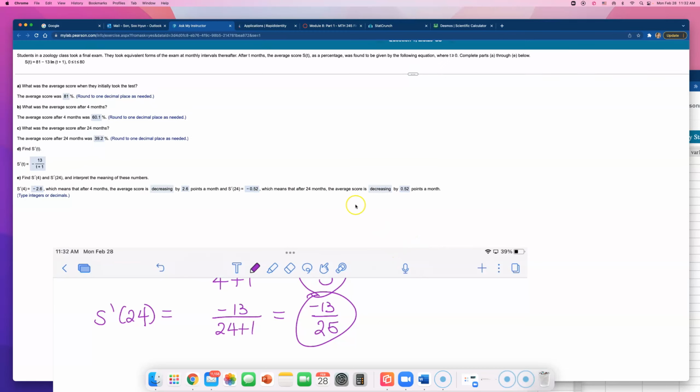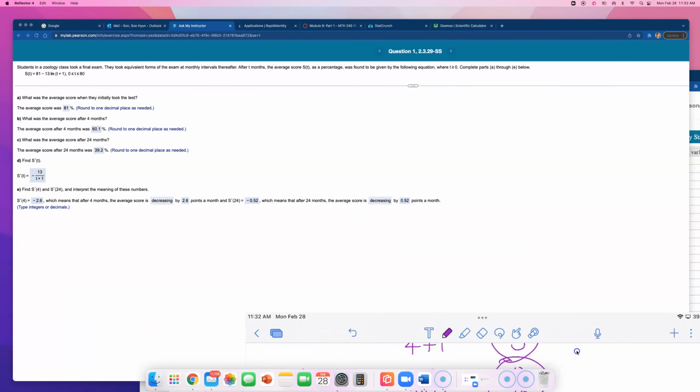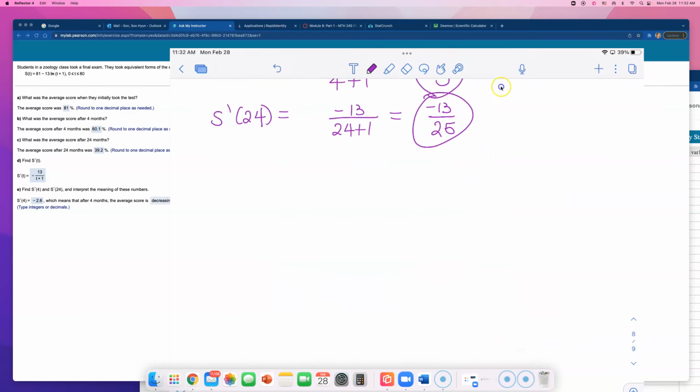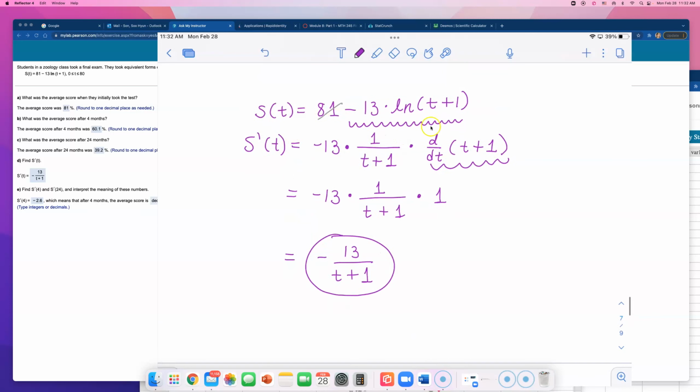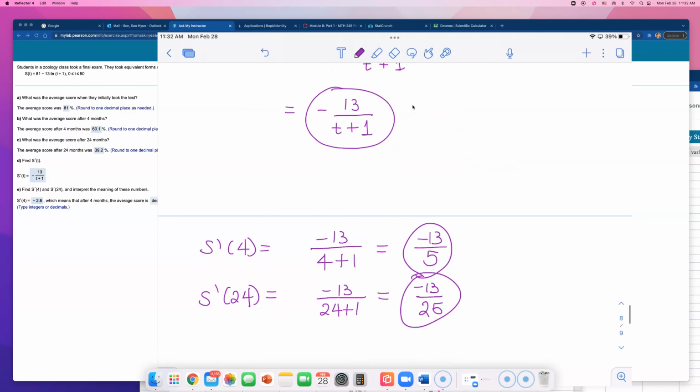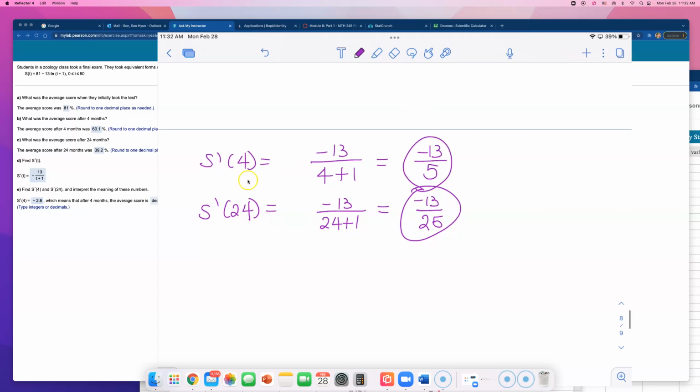So that's how you can do part E. And you know what? That's it for this problem. What I think was challenging was part D, where you had to find the derivative of this natural log function. So if you need more examples of that, let me know. But once you find that part D, you are able to use that derivative function to figure out how fast these people are forgetting what they learned by plugging in the numbers they gave you. Okay?